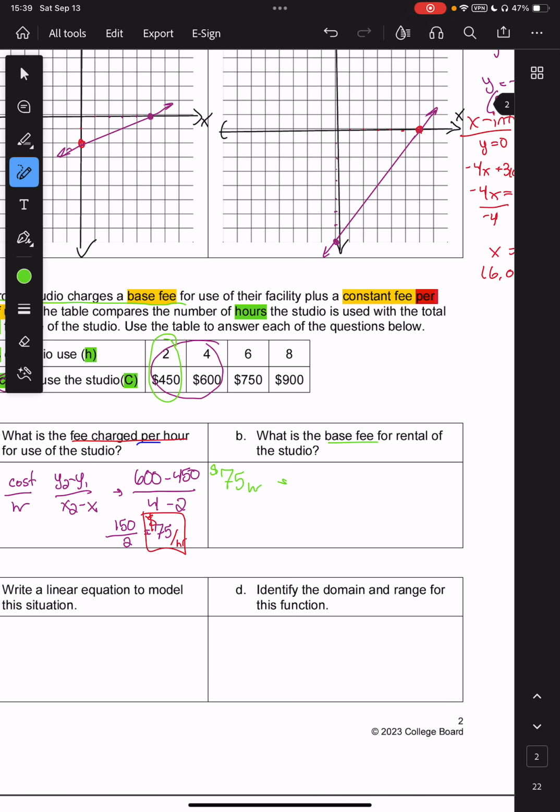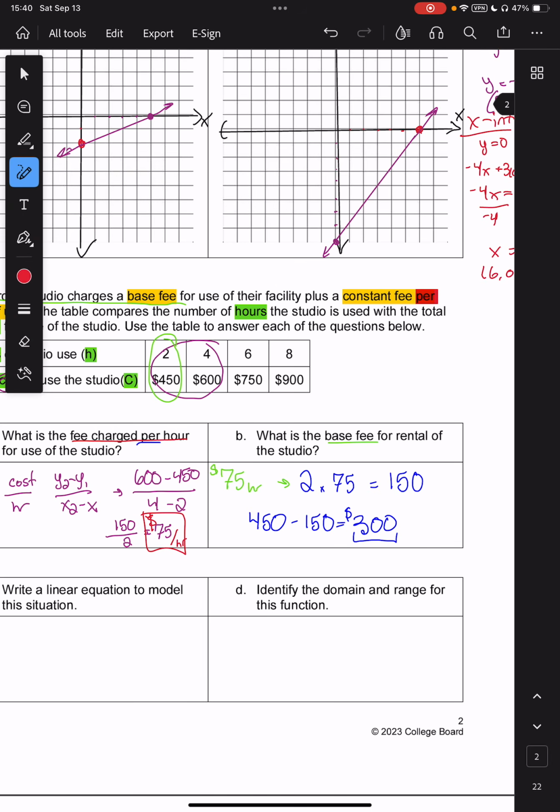So with our base fee, let's take our 2 hours that we did and multiply it by 75. And when we do that, we get 150. What we found is the cost per 2 hours, which is $150. But remember, the total charged was $450. So let's subtract our 150 from 450 to find the base fee, which is 300. And again, this is our y-intercept. So our base fee is $300.